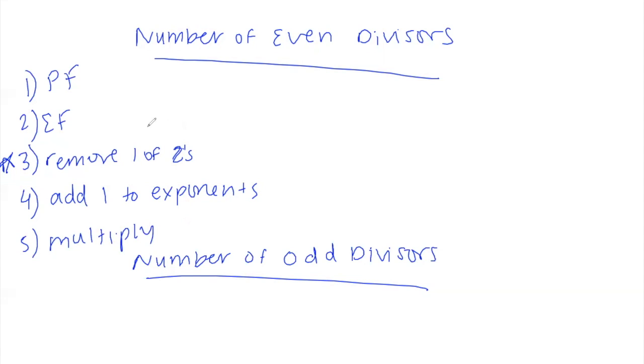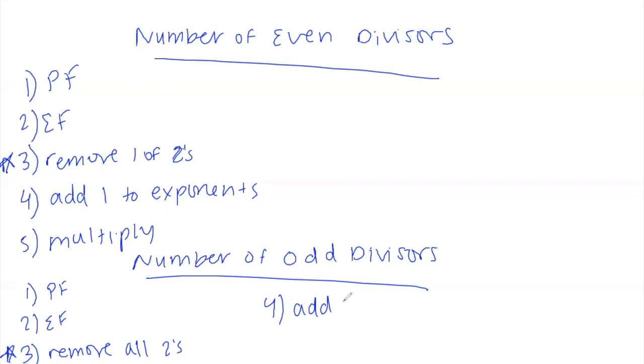And instead of explaining why you need to remove one of the 2's, maybe in a later video I will explain why, but because you don't need to know the proof for any math counts problems, I'm just going to leave it as it is. And so the number of odd divisors is similar, so it's prime factor, exponential form. Number 3 is different, except this time you have to remove all 2's. 4 is add 1 to exponents, and 5 is to multiply.